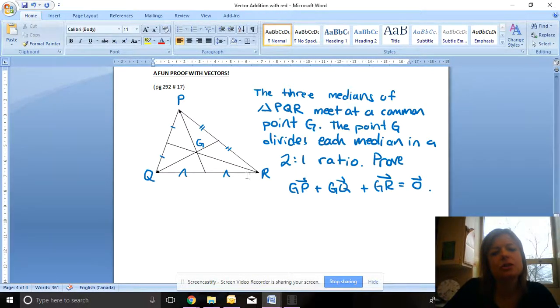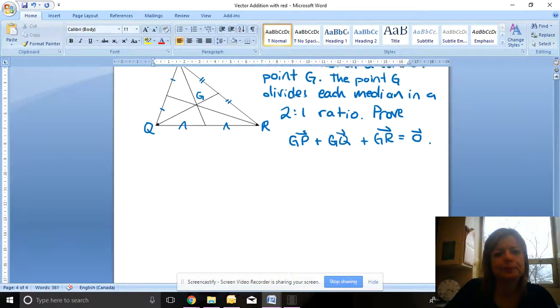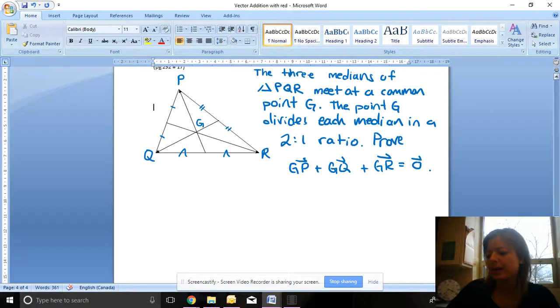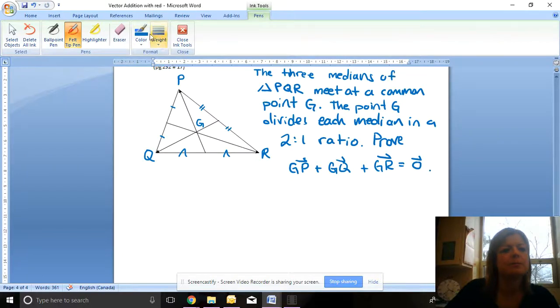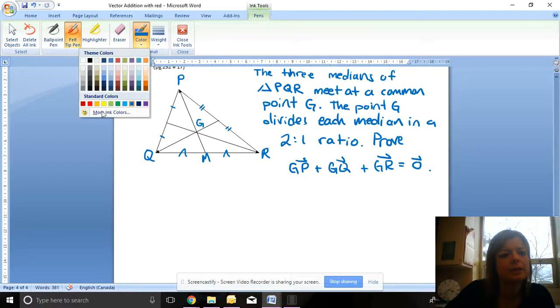They want us to prove that GP plus GQ plus GR equals the zero vector. In other words, if you took GP and GQ and GR and added them together, you would really get back to start, is kind of how I think about that. I'm going to show you two different ways to solve this. We're going to be using some linear reasoning. The first thing I'm going to do is label a point M. That's going to be crucial to understanding this, okay?